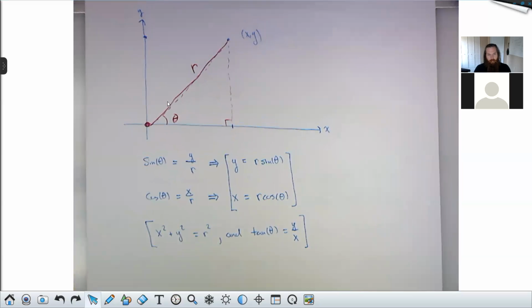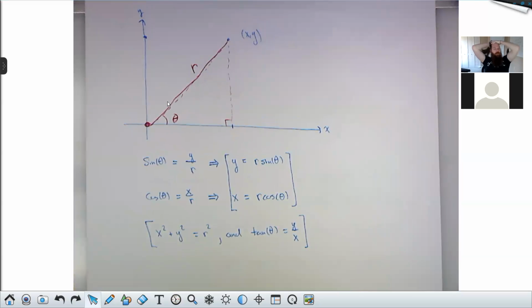Okay, any questions so far? Is any of this new to anybody? Anybody not see this in their trigonometry class? I found another hair tie here.